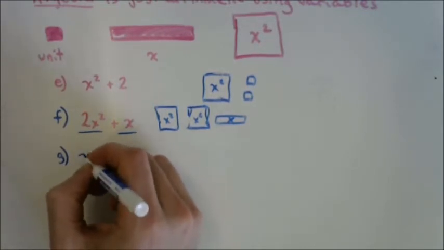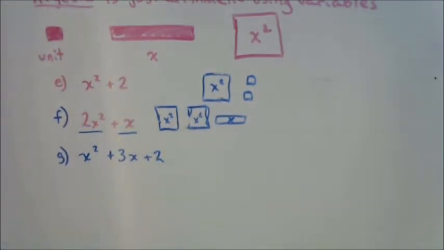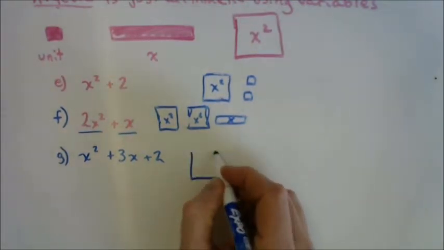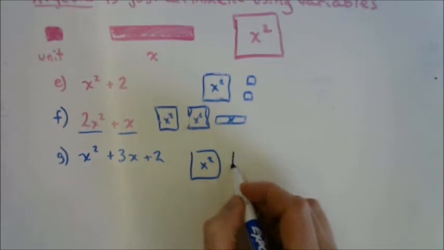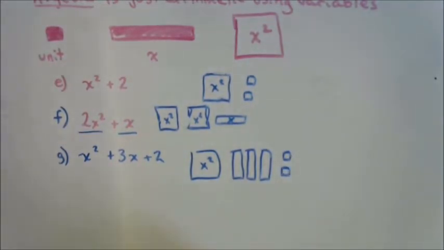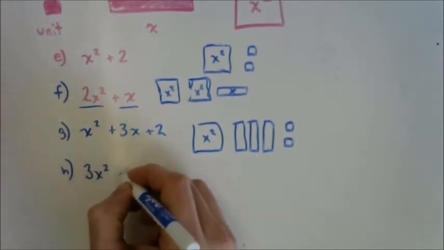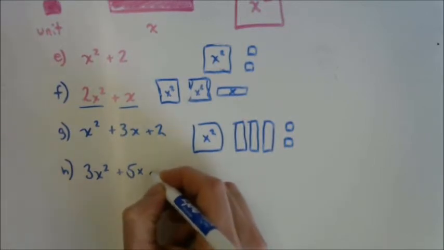Use units. Yeah, in a second. x squared plus 3x plus 2. Go ahead and draw that using your algebra tiles. Hopefully, if you're following the same strategy over and over again, you're getting it right over and over again. So that should look like we got x squared, we've got 3 x's, and we have 2 units. And the last one here, 3x squared plus 5x plus 1.